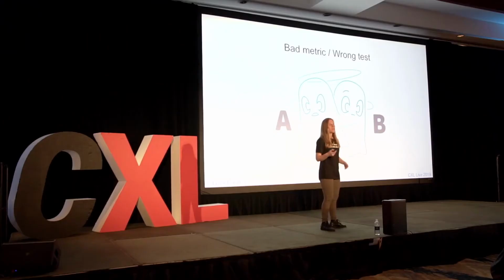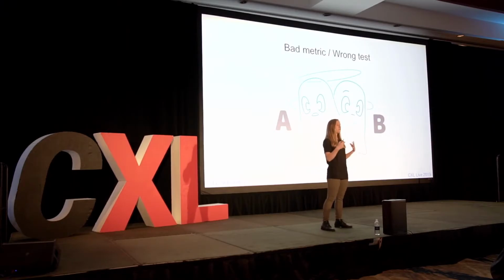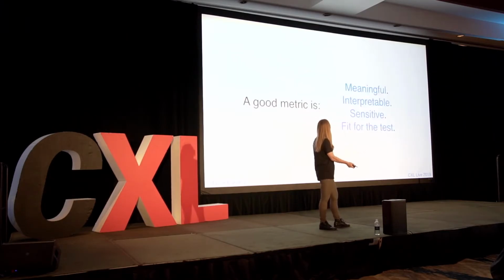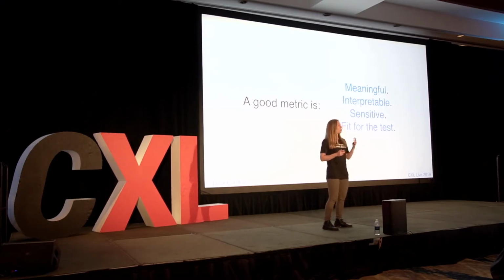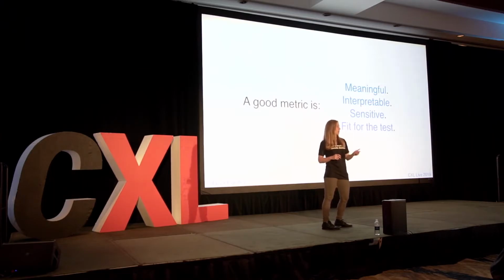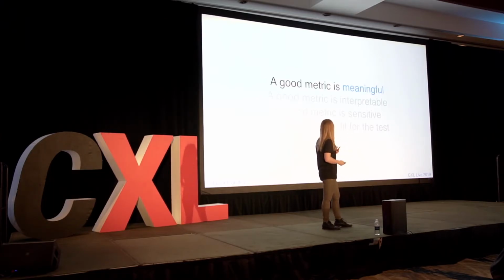So the third ghost then, I've called bad metric, wrong test. And this one is all about measuring the right thing in the right way. It's a subtle one because people often overlook how important this is. These are the 4 things that I think are most important for a good metric. I think a good metric is meaningful, it's interpretable, it's sensitive, and it's fit for the statistical test you will apply to it. So I'm just going to go through them one by one.